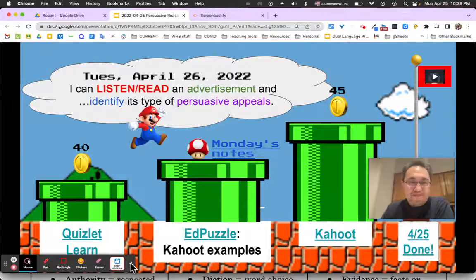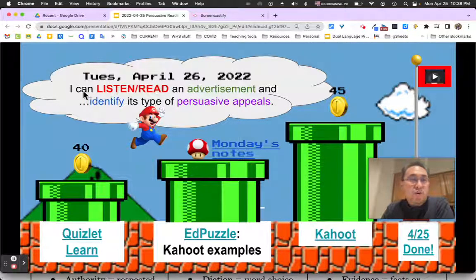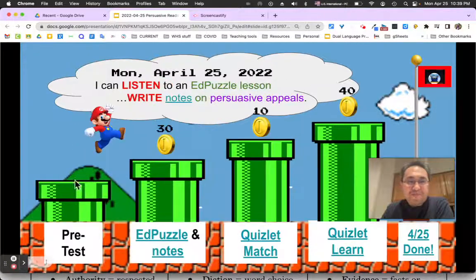Today our goal is that you can be able to read an advertisement and identify its type of persuasive appeals. So yesterday, you can see here that I gave you some notes on the Ed puzzle, and then I went over the definitions in Quizlet Match, and then you were supposed to work on them in Quizlet Learn. That's what those notes are about: persuasive appeals.